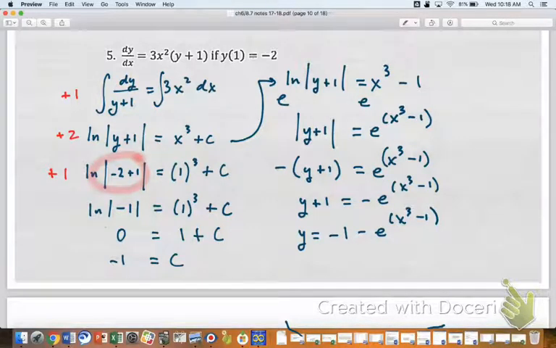But if you distribute it, wouldn't you get negative y minus 1? Yeah, and then you add 1, but then you'd have to divide by a negative anyways. Oh, and then you would distribute it.